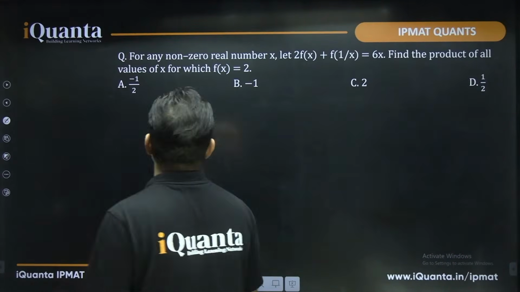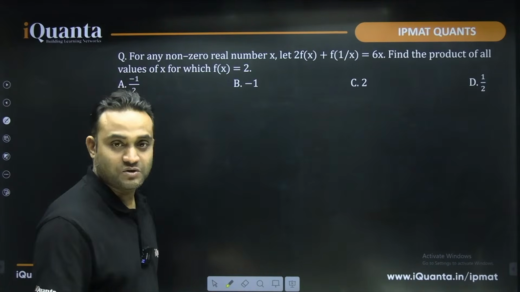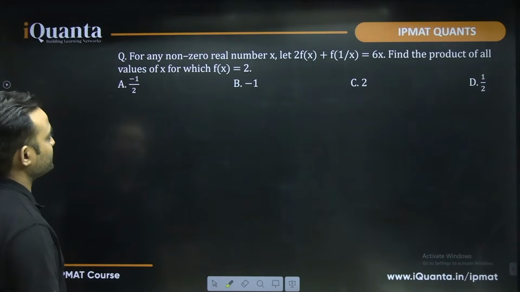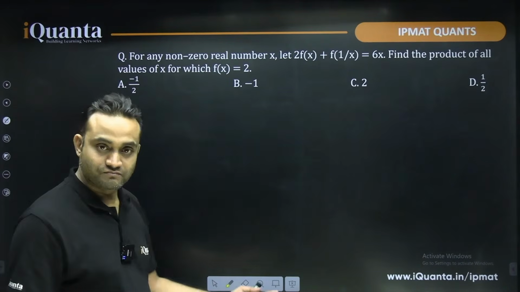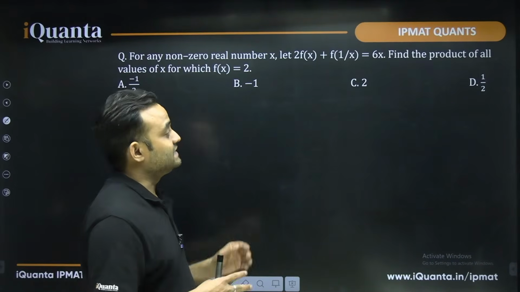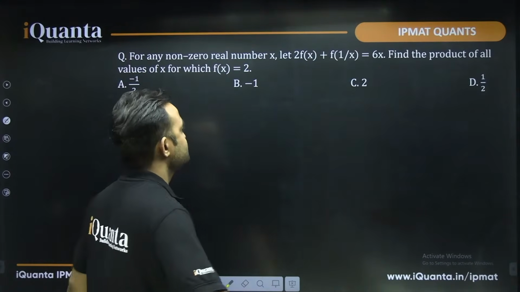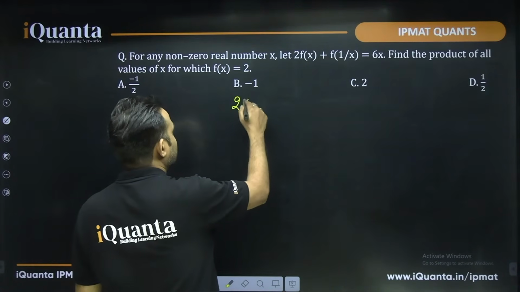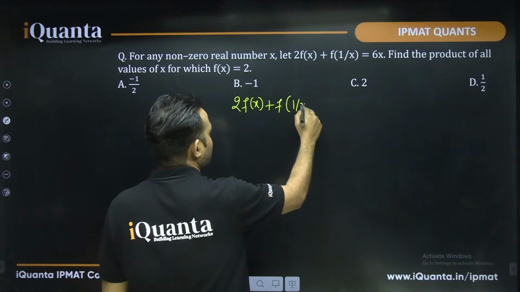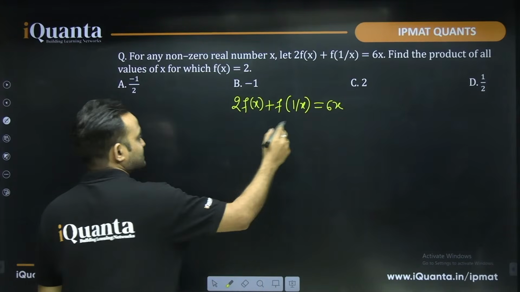So, for any non-zero real number x, let 2f(x) plus f(1/x) is equal to 6x. Find the product of all the values of x for which f(x) is equal to 2. So, how do we solve this? First of all, we need to find what is f(x). In these type of situations, you have two variables. You can make two equations. Say, 2 times f(x) plus f(1/x) is equal to 6x. Okay, this is our first equation.